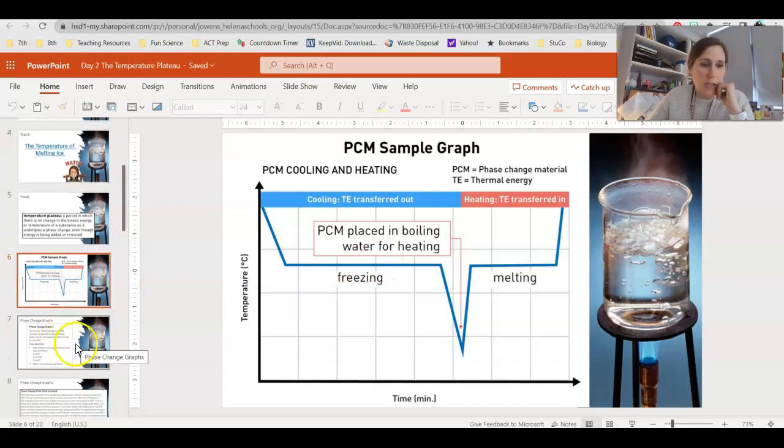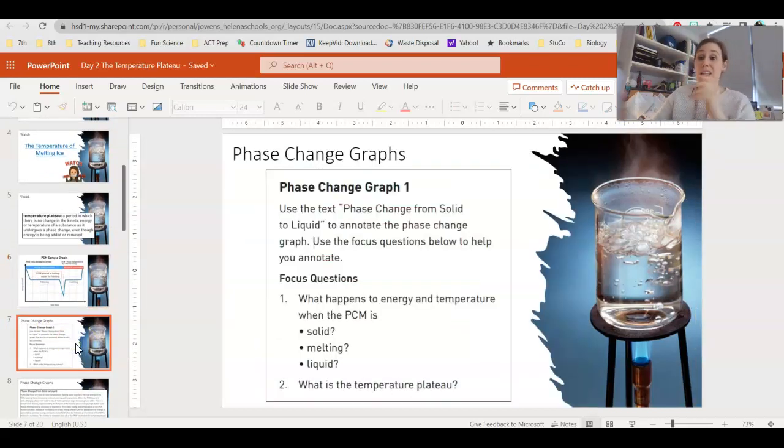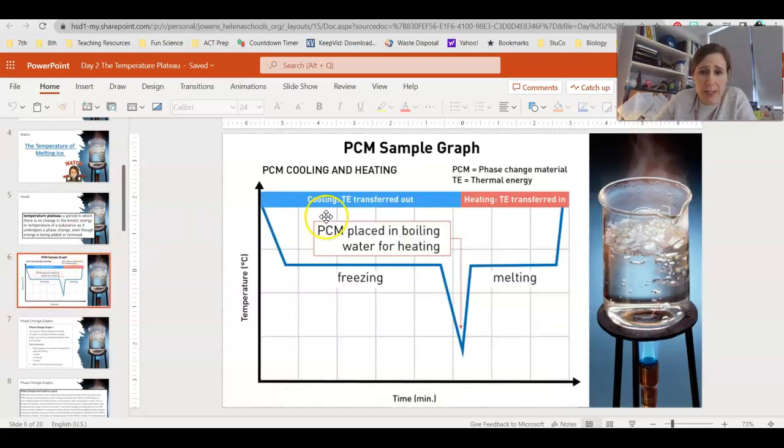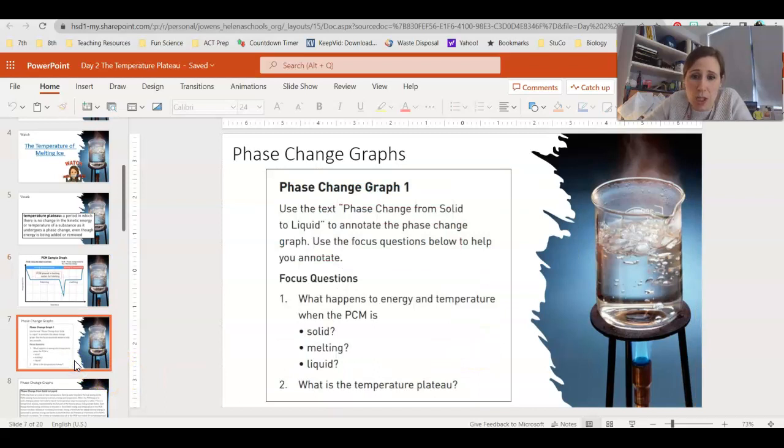Okay. All right, so what you guys are going to do on this next part is you're going to take a look at some phase change graphs. Basically, we're going to look at what we just broke down in this one here, except you guys are going to split them into two. So we're going to look at one first and then the other. So use the text phase change from solid to liquid to annotate the phase change graph. So we're going from solid to liquid. That would be a melting temperature plateau or a melting phase change graph.